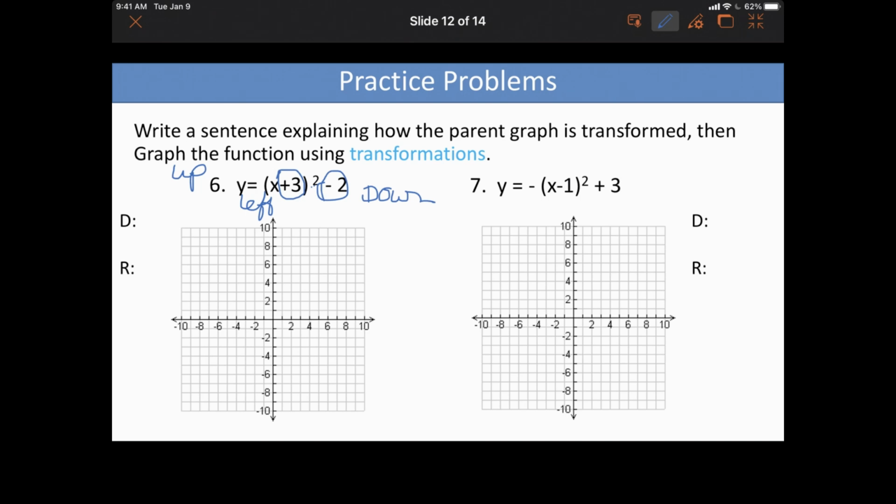So I'm going to take my vertex. It's usually here at the 0, so I'm going to go 3 to the left. 1, 2, 3, and then down 2. 1, 2. Same pattern. 1 to the right, 1 up, 2 to the right, 1, 2, 3, 4 up. 1, 2, 1, 2, 3, 4. Oops. Sorry, they're better. All right.